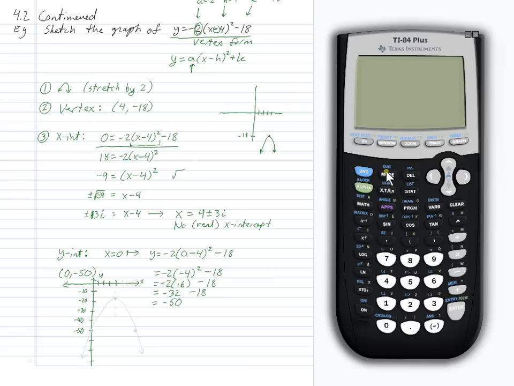Okay. So that would put our vertex right about there, and our y-intercept all the way down at negative 50. And again, our axis of symmetry helps us out. We can get another point 4 units to the right of the vertex, also at a height of negative 50, and that's enough to make our graph look okay.